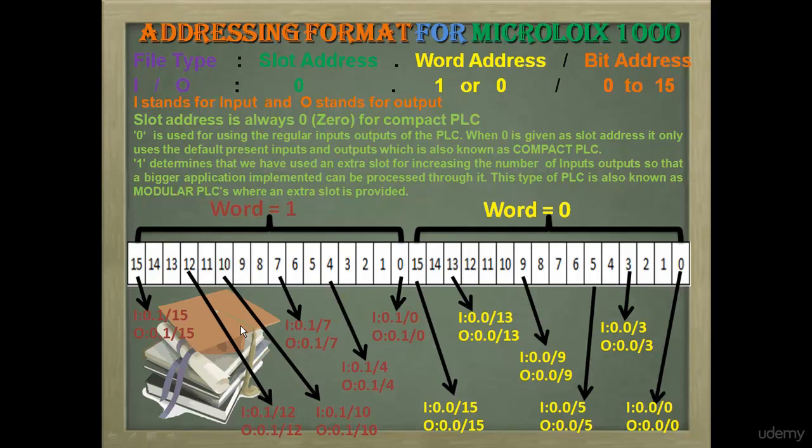The word address will change according to the bit address. If the first 16 bits are complete, then change the word address from 0 to 1. So this is the type of addressing.